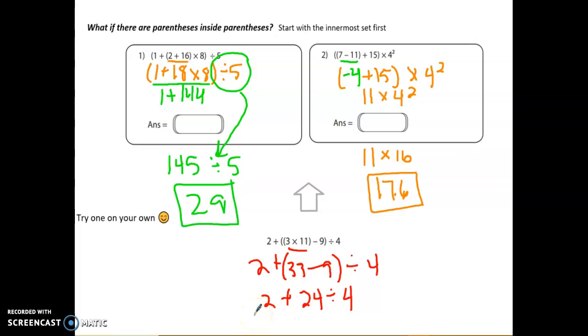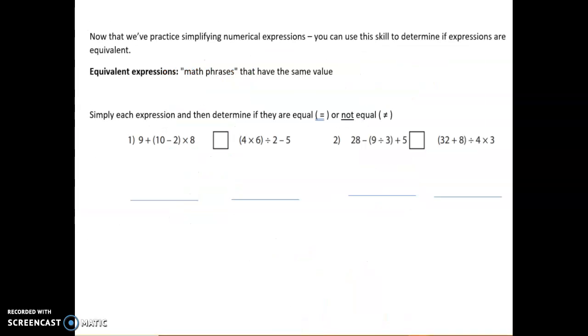Still have divided by 4 at the back here, and a plus 2 out front. From here, division would come next. So 24 divided by 4 is 6. 6 plus 2 gives us a final simplified answer of 8. All right, so hopefully going over these examples, you feel a little more confident and comfortable simplifying numeric expressions. We've looked at order of operations and expressions in general this year, so hopefully putting it all together, you feel pretty confident simplifying these types of problems.